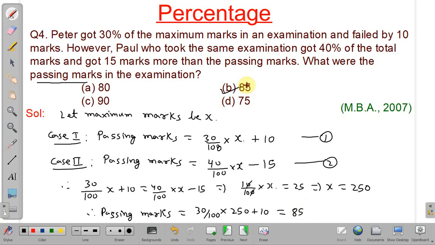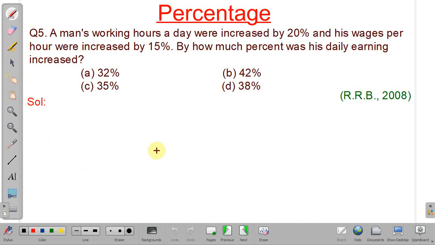Now we will discuss the next problem. In this, what is given? A man's working hour is increased by 20% and his wage by 15% per hour. So by how much percent will his daily earning increase? We have to find that.